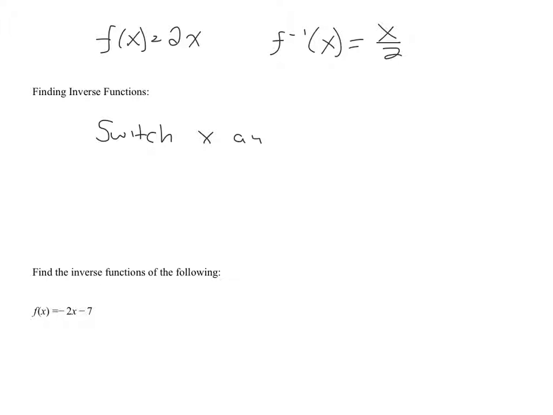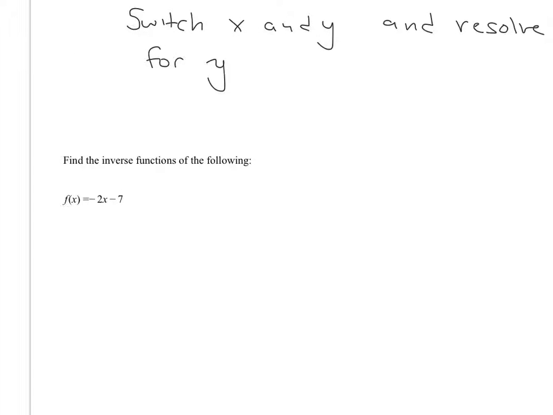The general methodology for finding inverses, we will just switch x and y and resolve for y. Okay? Switch x and y and resolve the equation for y, and that gets you your inverse. Now, one interesting thing, you look at this, I have f of x equal negative 2x minus 7, I have no y. But if you recall, we said f of x is just the same thing as saying y in our function notation, so I can simply write it like this.